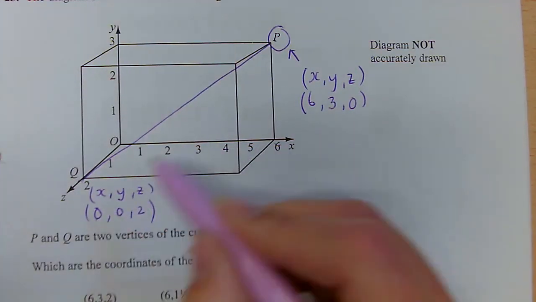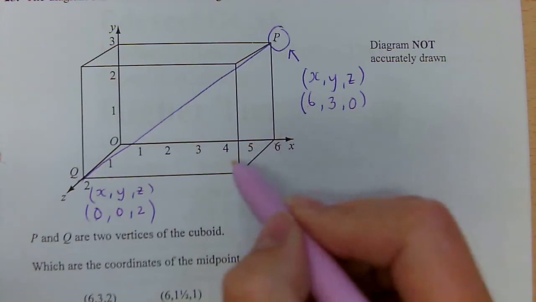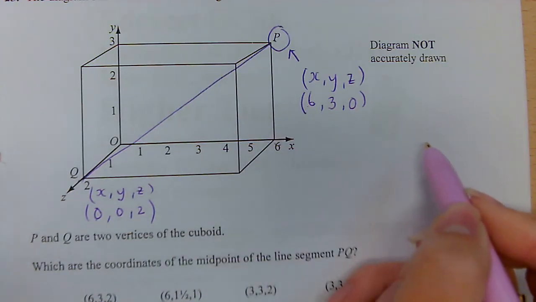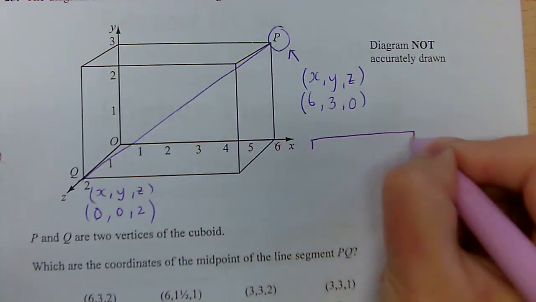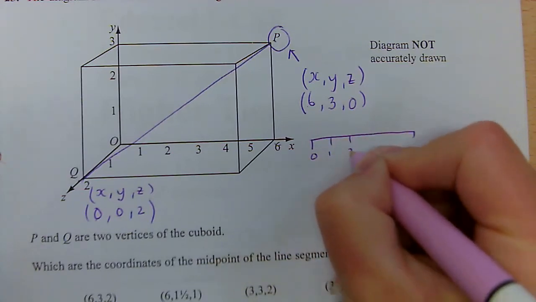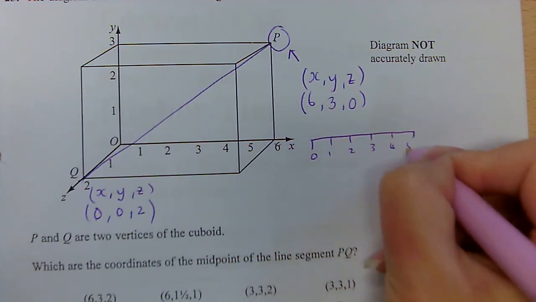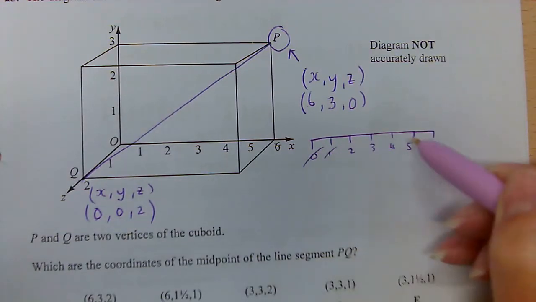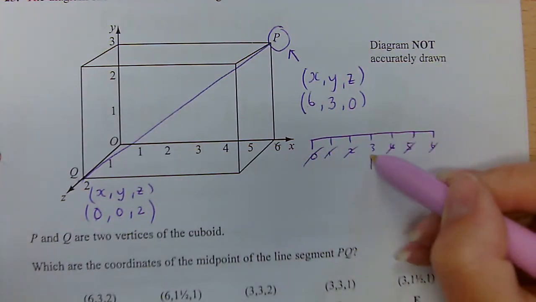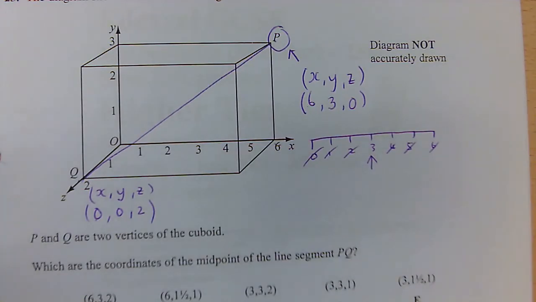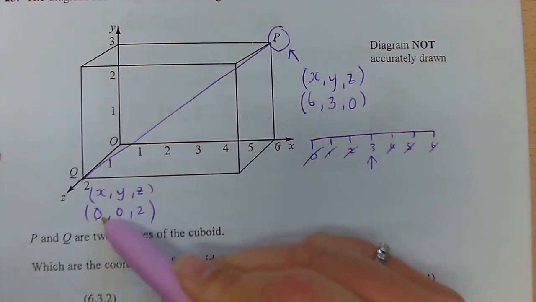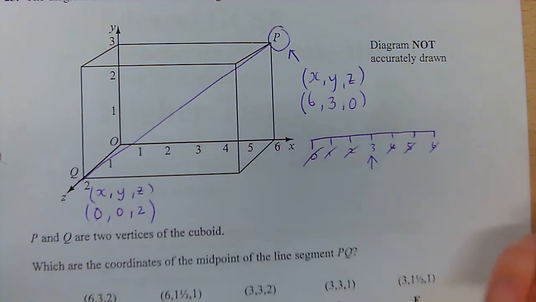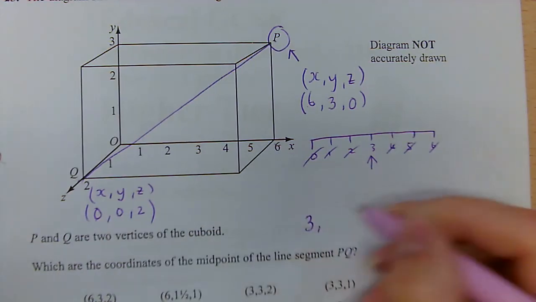Okay, so what's halfway between 0 and 6? Last time I drew a little number line. You can absolutely do that. I'll show you now. 0, 1, 2, 3, 4, 5, 6. What's halfway between 0 and 6? It's 3. Or you can add them together and half them. 6 add 0 is 6. Half it is 3. So we know we're going to have a 3.